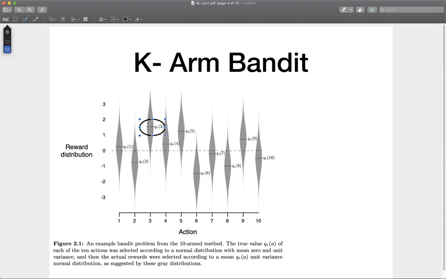All right, so we need a way to put a number to this. Imagine you can't see under the hood and you don't know what the distributions are. How would you compute this Q star of 3? Anyone? Well, what you could do is just try it a bunch of times. Pull that third arm a bunch of times, keep a running tab of the returns that you got, and then calculate some kind of average, or some distribution.